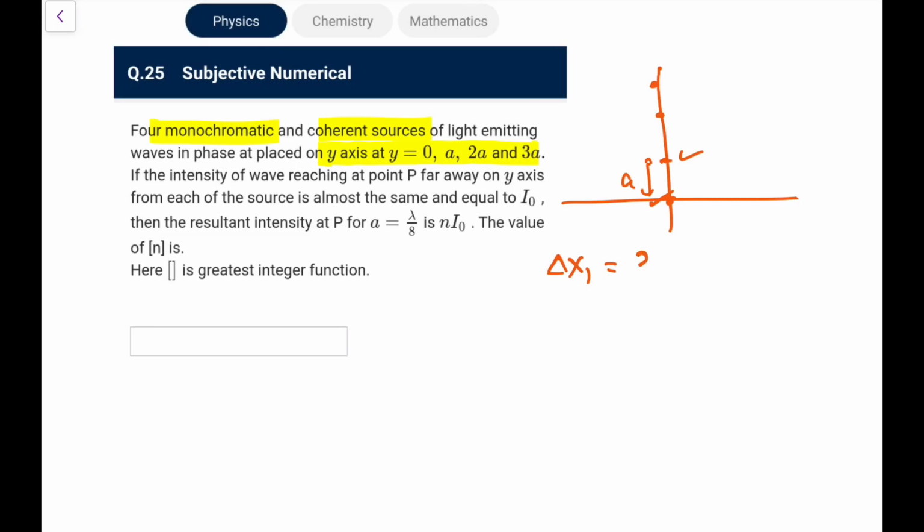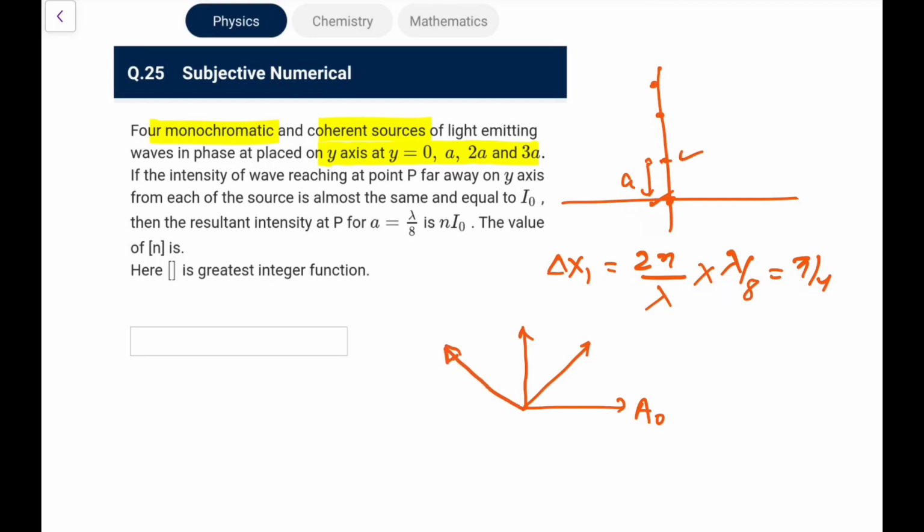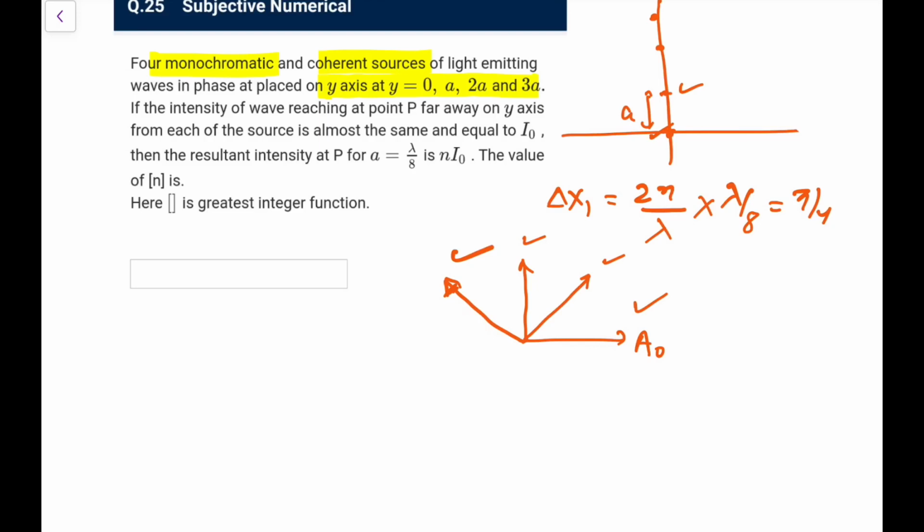that is 2 pi by lambda into lambda by 8 comes out as pi by 4. So we can say the first wave comes at amplitude A naught, the second one would be at pi by 4, the third one would be at pi by 2, and the fourth one would be at 3 pi by 4. So if I add these four vectors and check the resultant amplitude, what will I get? It's a very nice way to ask.